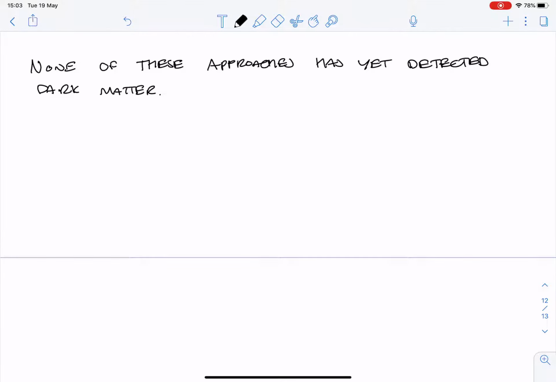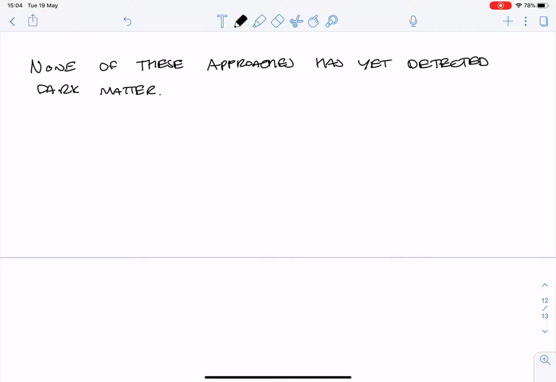So the final thing I just want to finish today on is a slightly left field idea that has got some traction over the years, which is to say that most of our inferences about the existence of dark matter come from our interpretation of the dynamics of galaxies. In other words, they come from an application of Newtonian mechanics to these galaxies here.